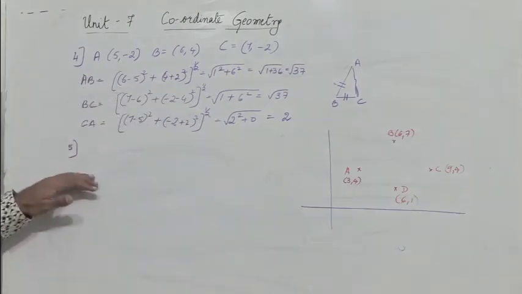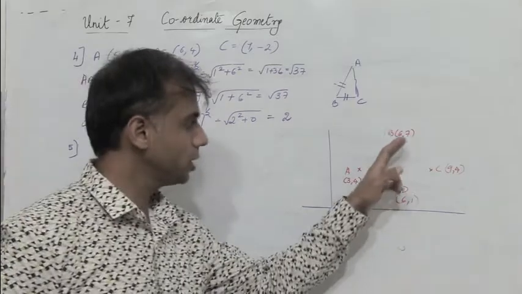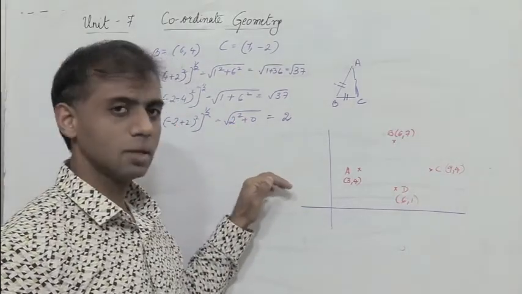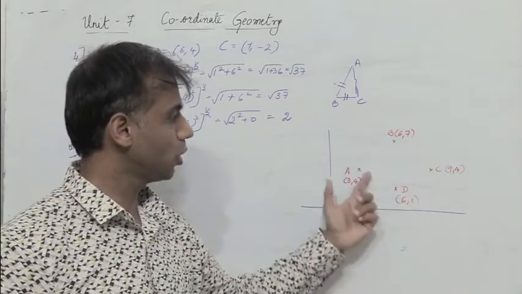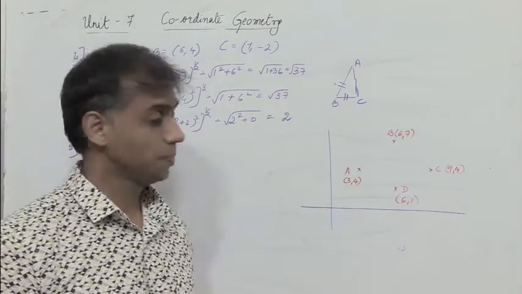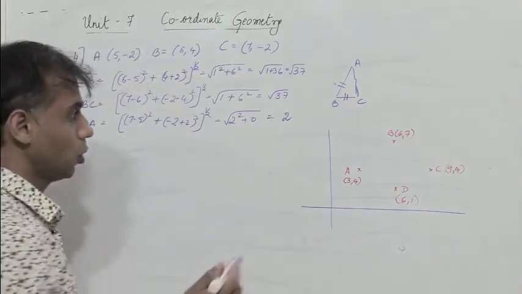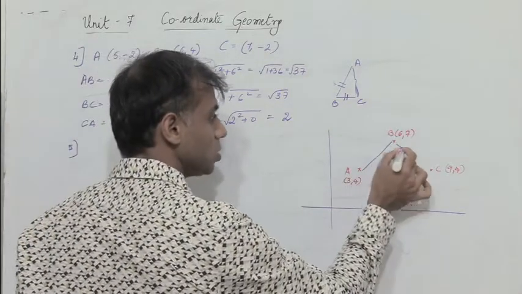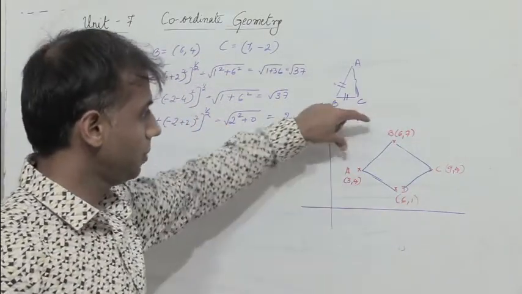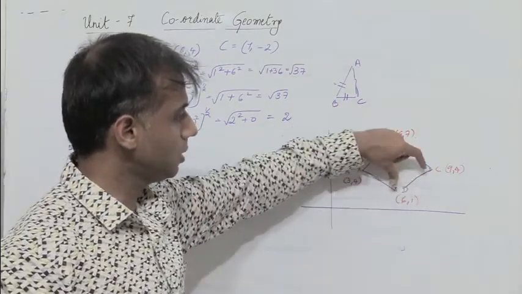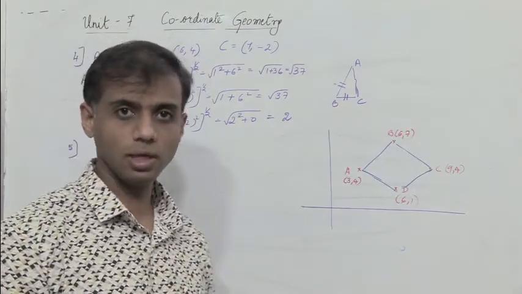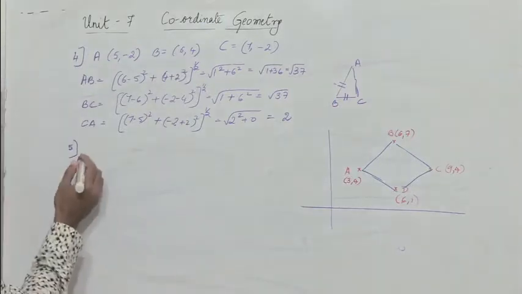So here there is a problem given where we have 4 points A, B, C, D. It is said that one of the girls, Champa, says that these 4 form the points of a square and her friend disagrees. So let us check if these 4 form the 4 sides of a square. Now if they form a square, then AB should be equal to BC, should be equal to CD, should be equal to DA. All the 4 sides should be equal if they form a square. So let us find the distances.